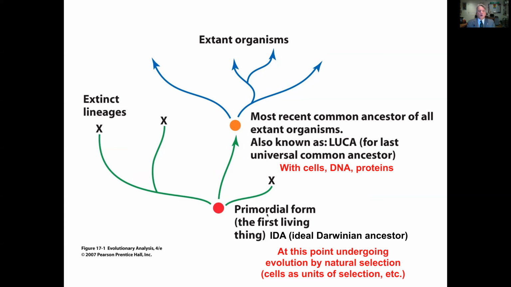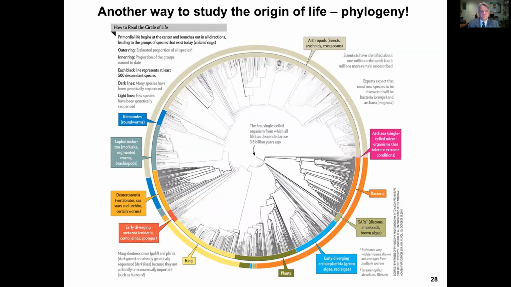The primordial form is the common ancestor to all life on Earth, whereas Luca is the common ancestor to all of the existing lineages of life on Earth. So by definition, Luca is younger than Ida, because we're presuming that there were other extinct lineages that are not Eubacteria, Archaea, or eukaryotes. So going back to Ida, life was undergoing evolution by natural selection, and by the time we get to Luca, we have cells, DNA, and proteins.